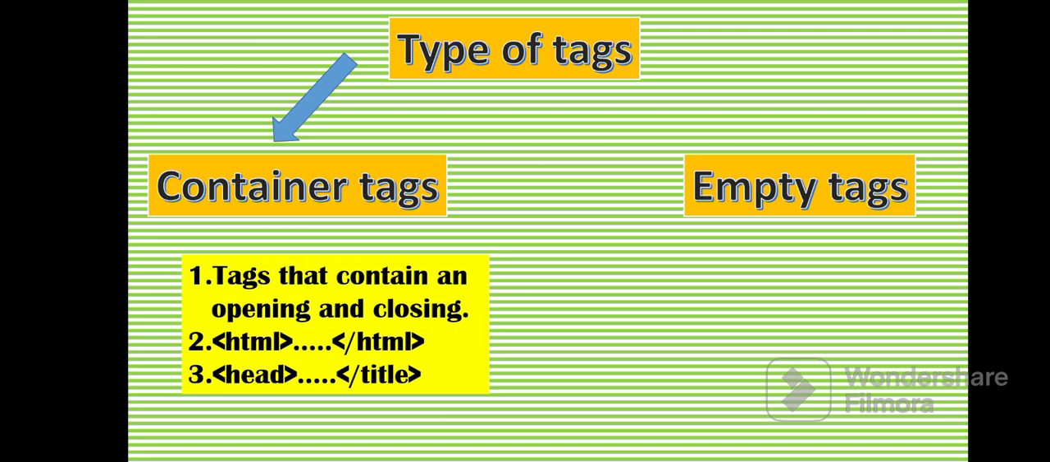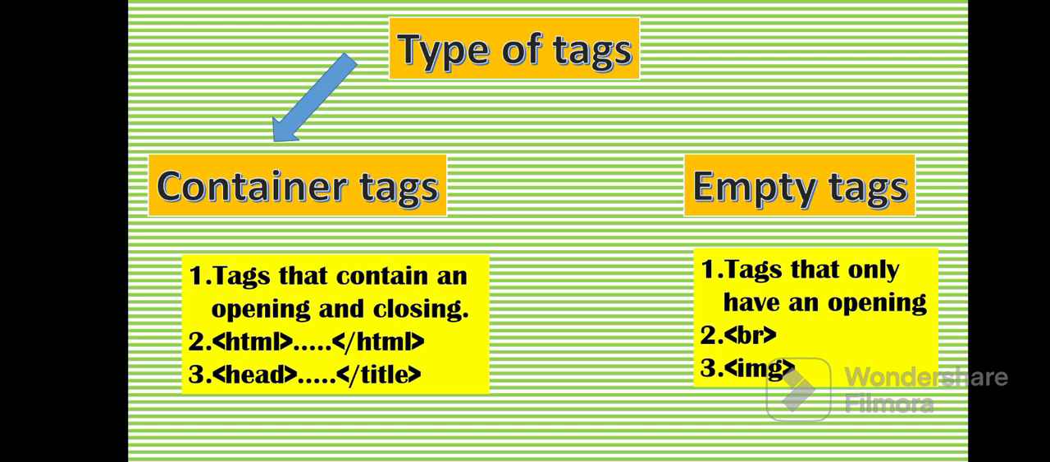Now the types of tags that we are going to discuss. The first kind of tags is container tags. The second kind is empty tags. Container tags are the tags that contain an opening and a closing. So the basic tags that we learned in the previous slide were container tags, which means they'll open and close. And you can see for closing, we are using a slash symbol inside the tag. Now, empty tags are the tags that only have an opening, they do not have a closing. You can see we do not have another tag that is closing with a slash symbol. Okay, now let's move forward.